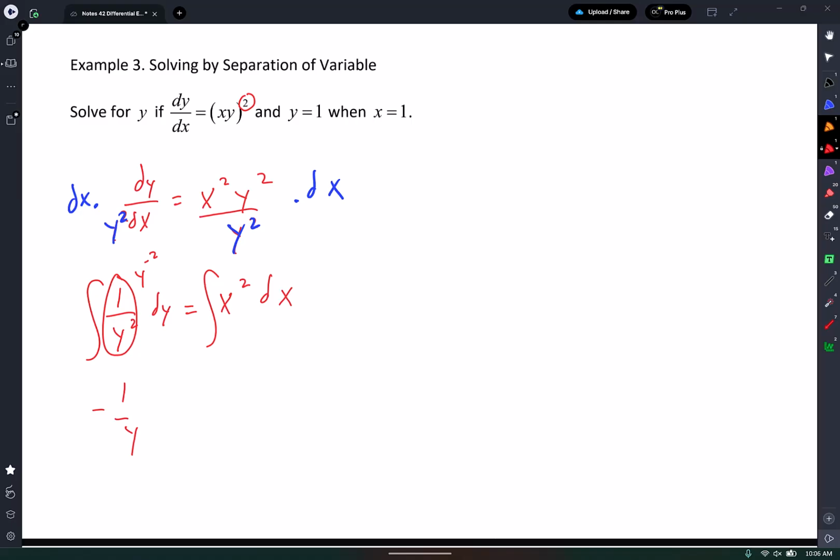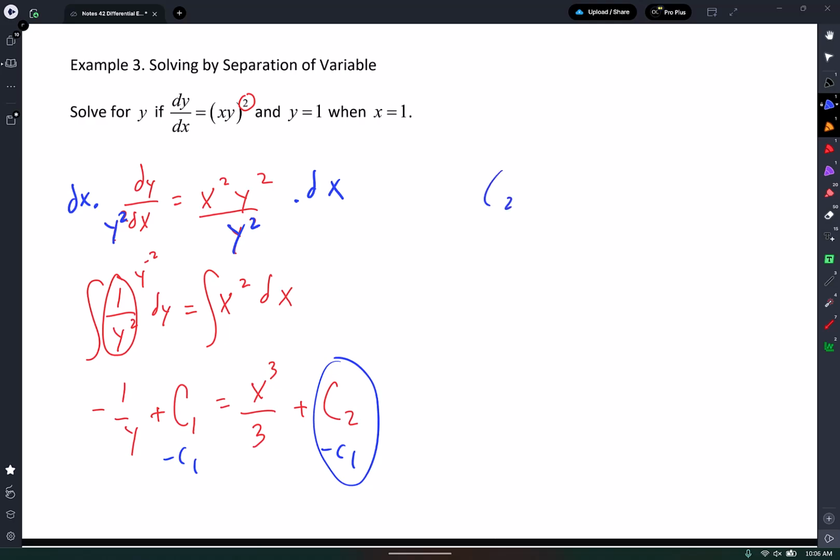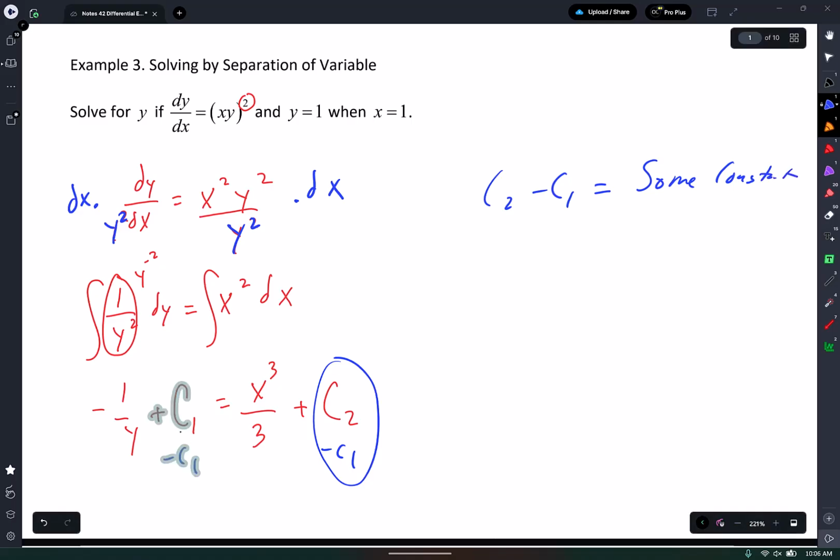Well, I guess we'll talk about that. I guess don't write this down. Just observe. Plus c1 equals, and the antiderivative of x squared is x cubed over 3 plus c2. But then don't write this part down. Just listen. If I move the constants together, c2 minus c1 is just some constant. Does that make sense?